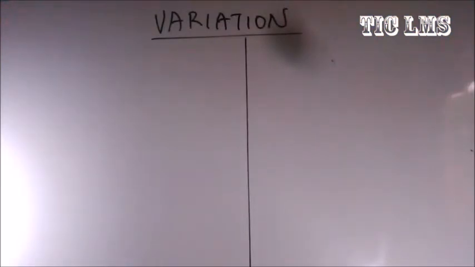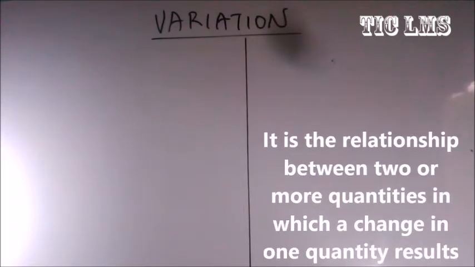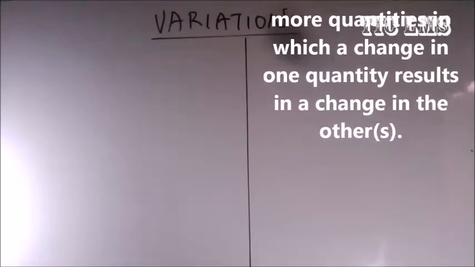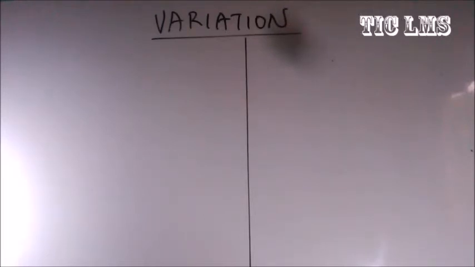In mathematics today, we shall be looking at the topic variation. Variation is a relationship between two or more quantities. It changes as one quantity results in a change in the others. So what we are saying is that as one quantity changes, it changes in respect to the other quantity.